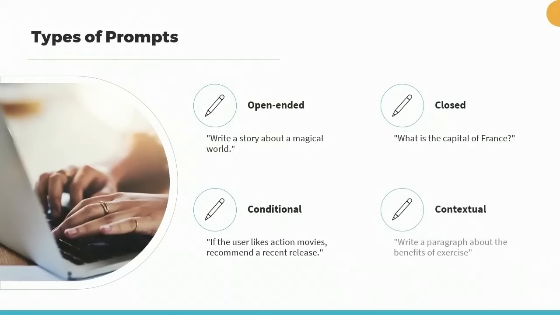Finally, there are contextual prompts. This type of prompt uses contextual information to generate a response. For instance, it can be used to output text that is related to a specific topic or situation. Some examples of contextual prompts include, write a paragraph about the benefits of exercise, and generate a product review for a new smartphone. Overall, the type of prompt that is most appropriate will depend on the specific use case and goals of the language model.